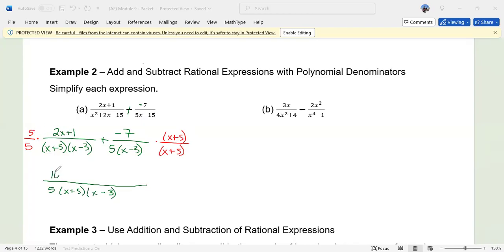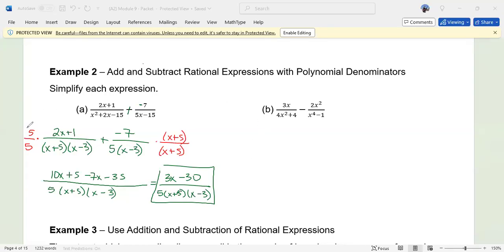5 times 2x will be 10x. 5 times 1 will be 5. Negative 7 times x will be negative 7x. And negative 7 times 5 will be negative 35. Let's go ahead and combine the stuff on our numerator. We have 10x and negative 7x. That'll be 3x. We have 5 and negative 35. That'll be negative 30. And on our bottom, we still have 5 by x plus 5 by x minus 3. So 5 there.